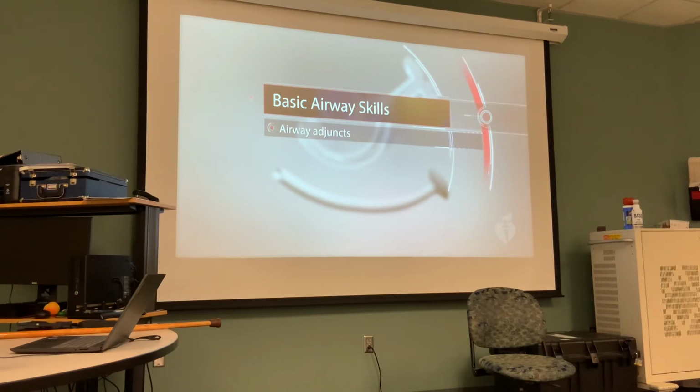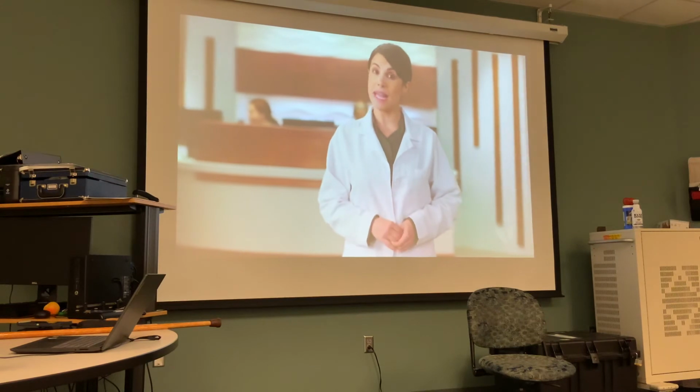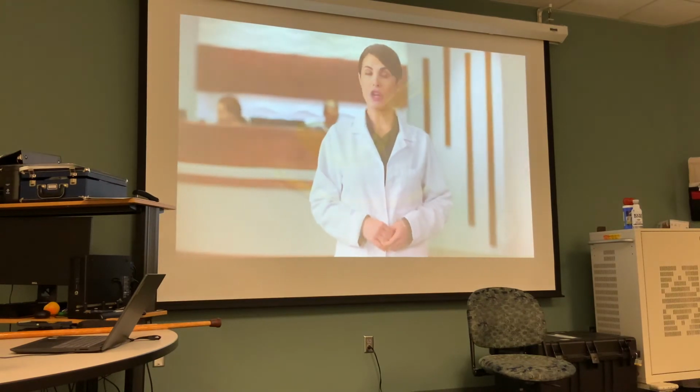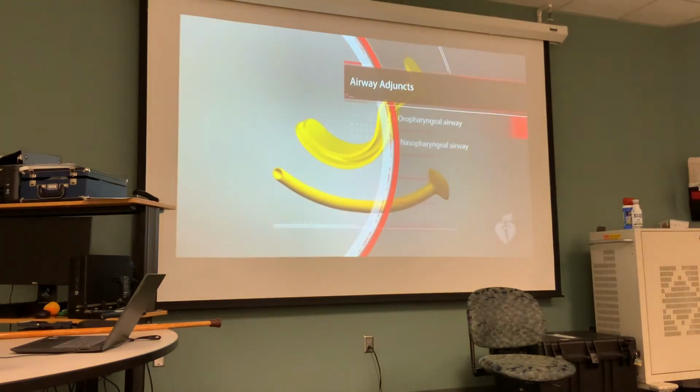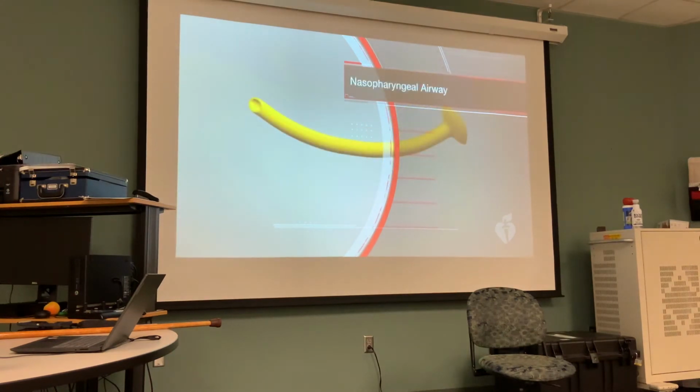Once the airway is open and clear, you may consider use of an airway adjunct to maintain a patent airway. There are two types of airway adjuncts, the oropharyngeal airway, or OPA, and the nasopharyngeal airway, or NPA. OPAs are commonly used for patients who are unconscious and have no gag reflex. NPAs may be used for conscious, semi-conscious, or unconscious patients with or without a gag reflex.